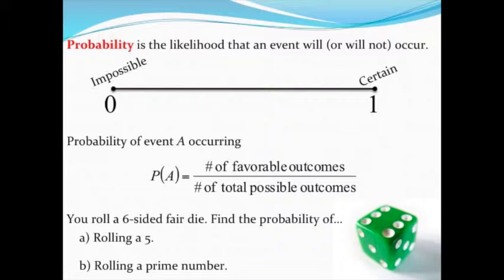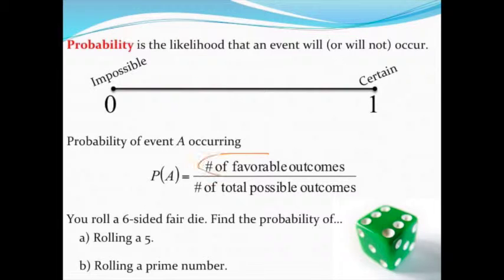To find the probability of an event occurring, we're going to find out the number of ways that we can have that happen, what we want to have happen, and divide that by the total possible ways that something could happen. So for example, let's roll a die. So we have a six-sided die right here. I want to know what's the probability of rolling a 5.